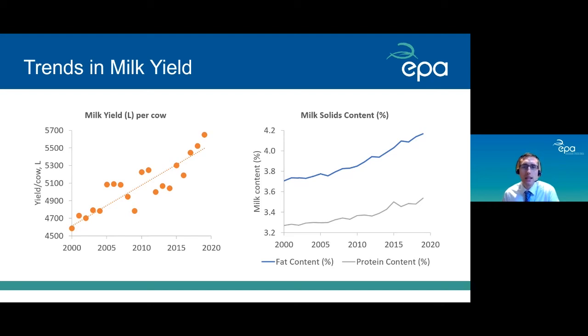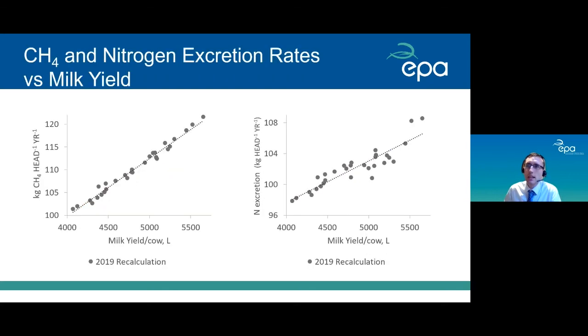If we look on the left, you can see how the average milk yield per cow has been increasing quite considerably over the past 20 years, but also on the right, the milk solids content, which is the fat and protein percentage of the milk, has also been increasing. So by having increased output, you're going to get increased emissions, which I'll illustrate here.